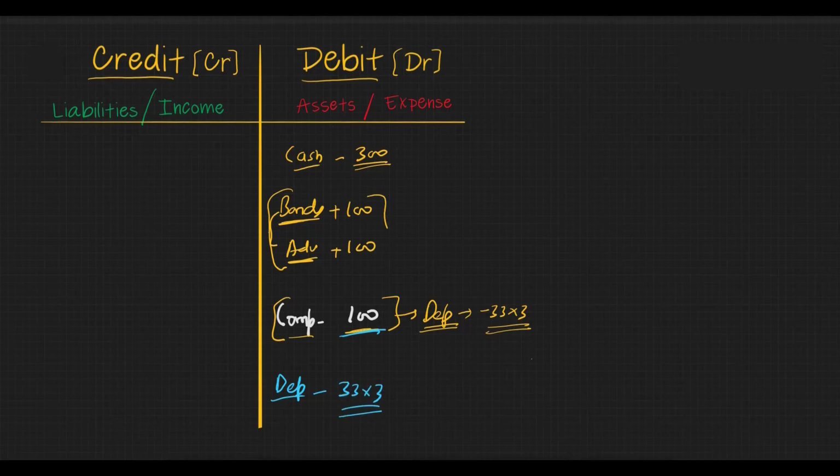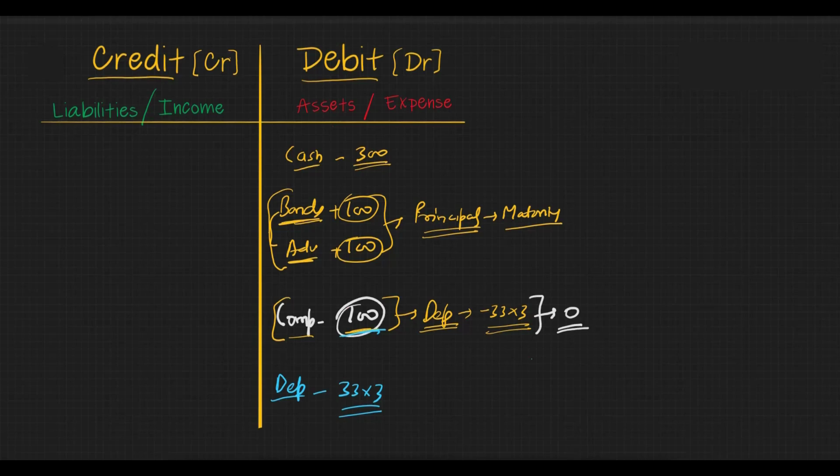See, for financial assets, we have a concept of principal. This principal of 100 in case of bonds and advances is going to come back at the end of maturity. Whereas in case of computers, this principal amount at the end of 3 years is going to become 0. Whereas at the end of maturity, for financial assets, we'll get the principal back. And for the years that we are holding this investment or that we have given this advance, we are going to get interest income. So this is the P&L impact that we are seeing.